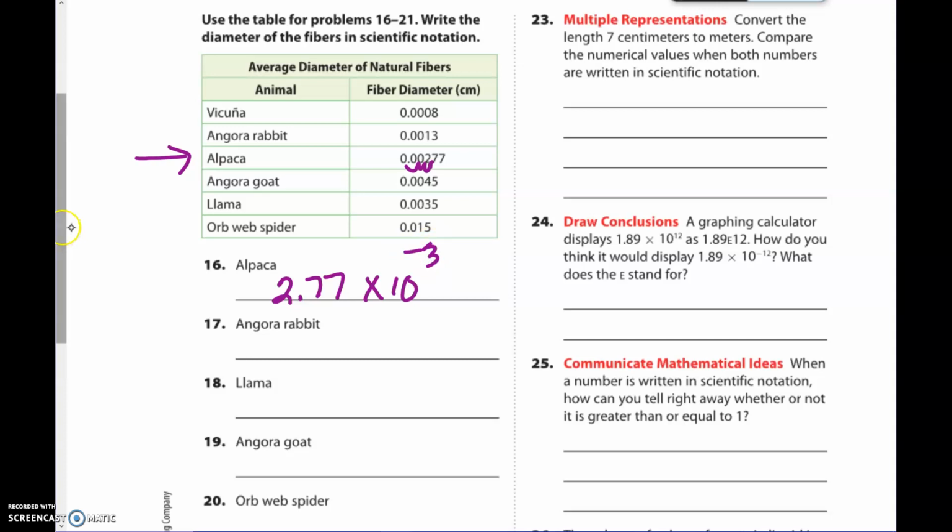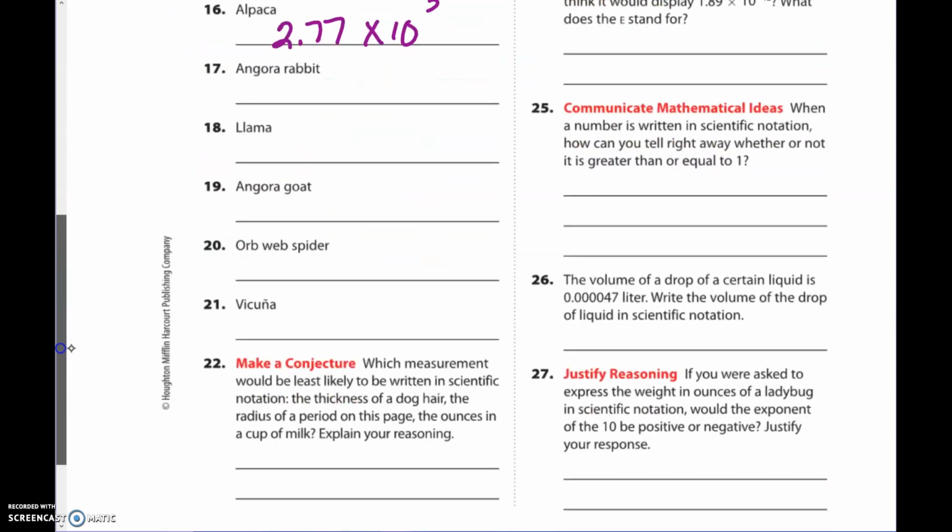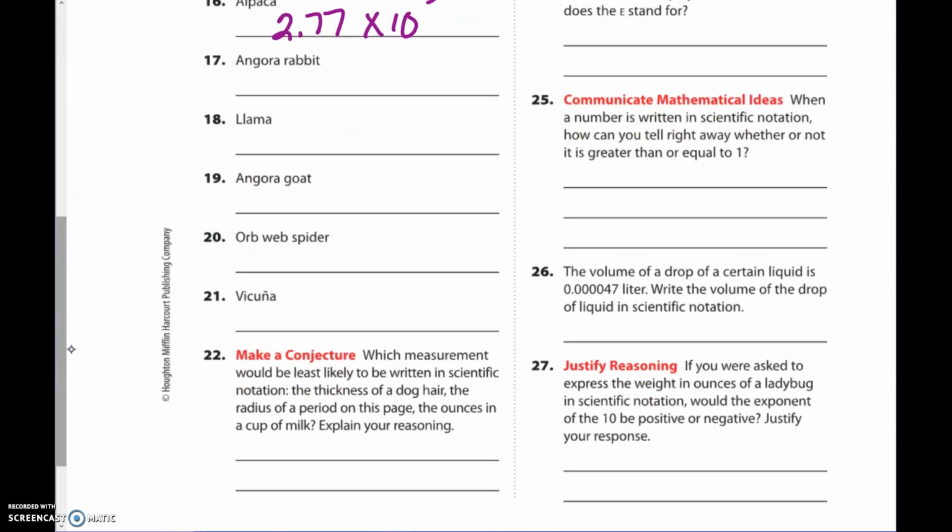All right, number 22 should be down here on the bottom. What measurement would least likely be written in scientific notation? Thickness of a dog hair. Well, that's not very thick. Think about a ruler. Would you ever say it's an inch, a quarter of an inch? It's pretty small. The radius of a period on this page. So if we put a period, can you measure that with a ruler, like with a 1 inch, quarter inch, or is it smaller than all of that?